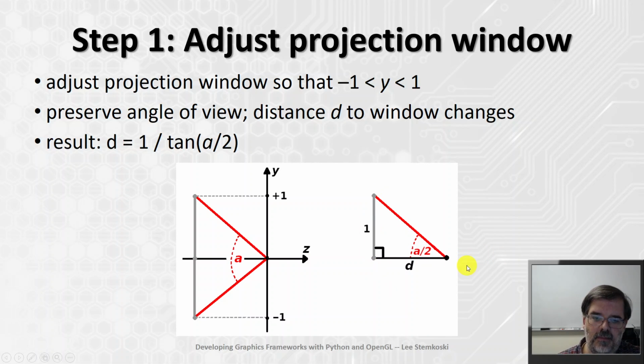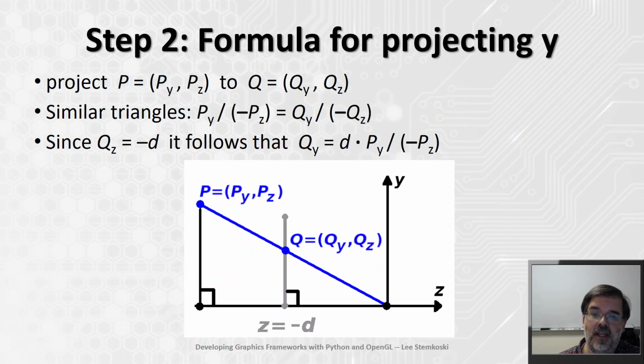All right, so keeping this triangle in mind, we're going to come up with a formula for projecting the y-coordinate onto this new window, and that's our next step. In other words, let's say we have some point within our frustum, we'll call that point P. We want to project that onto our new projection window, which is illustrated by this gray line. As we mentioned before, the way we calculate a projection is we draw a line from this point to the origin and see where that line intersects the projection window. And that's the projection of the point onto the viewing screen.